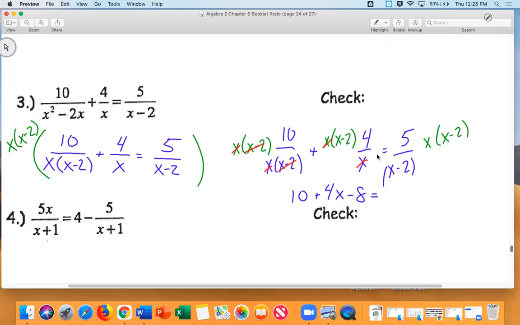Thank you, Grantley. You see where I got that? In the fraction furthest to the right, the x minus 2s cancel. And I have 5 times x. So I have 10 plus negative 8, that's 2. So I have 2 plus 4x equals 5x. And I have 2 equals x.